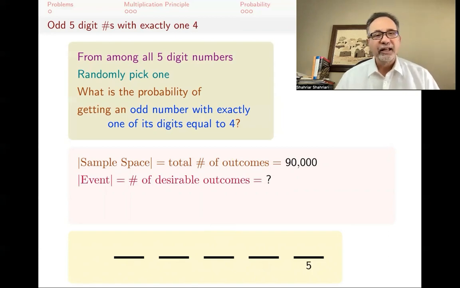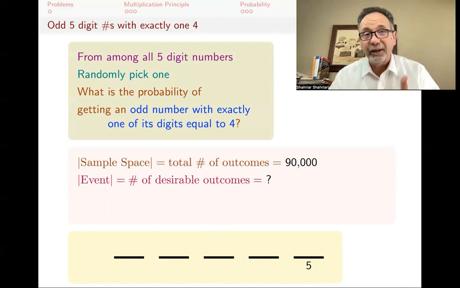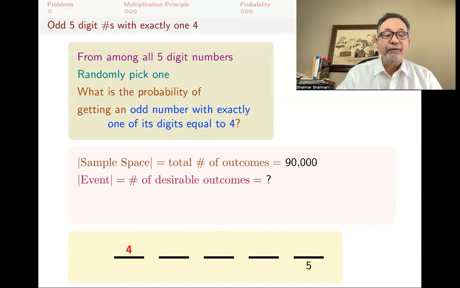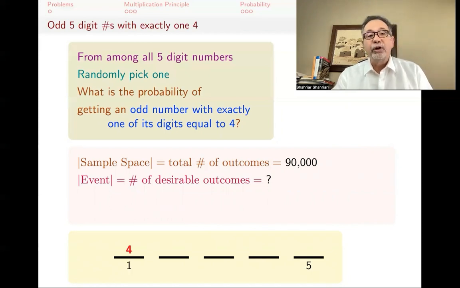I'll start with the right-hand side because I know that has to be 1, 3, 5, 7, or 9 to make this an odd number. So I have 5 choices, and that's never going to be the 4. The 4 is going to be somewhere else. I've got to worry about that 4. I might say maybe that 4 is right at the beginning. If that's there for that slot, I only have one choice, 4.